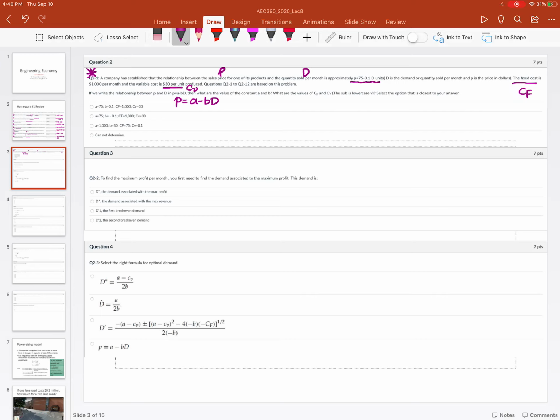If you put a specific value for A or B, that will give you a specific relationship. For different types of business, different types of products, the A and B could be different, but the form of this formula or equation is going to be the same. So the first question is asking, for this specific company and product, for this given relationship, what are A and B, and what are CF and CV?